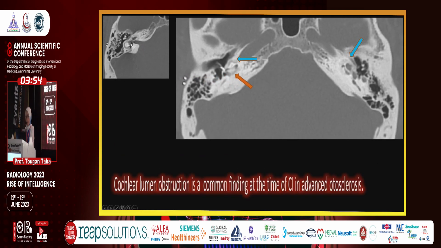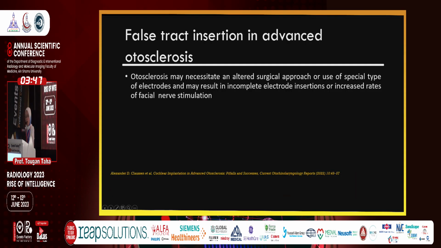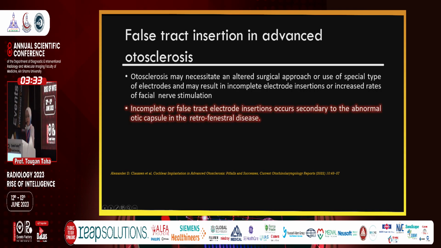Cochlear lumen obstruction is a common finding at time of cochlear implant in advanced otosclerosis. Otosclerosis may necessitate an altered surgical approach or use of a special type of electrode and may result in incomplete electrode insertion or increase the rate of facial nerve stimulation. Incomplete or false tract electrode insertion occurs secondary to the abnormal otic capsule in the retrofenestral disease.